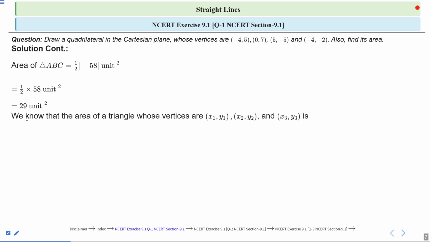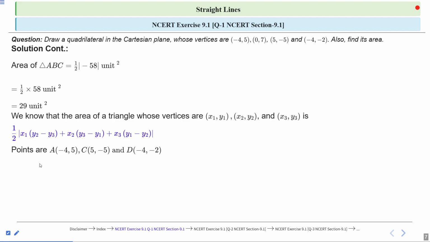And we know that the area of a triangle whose vertices are x1 comma y1, x2 comma y2, and x3 comma y3 is 1 by 2 modulus value of x1 times y2 minus y3 plus x2 times y3 minus y1 plus x3 times y1 minus y2. Okay, this is a very important formula for finding the area of a triangle whose vertices are given. So you should keep this formula in your mind.